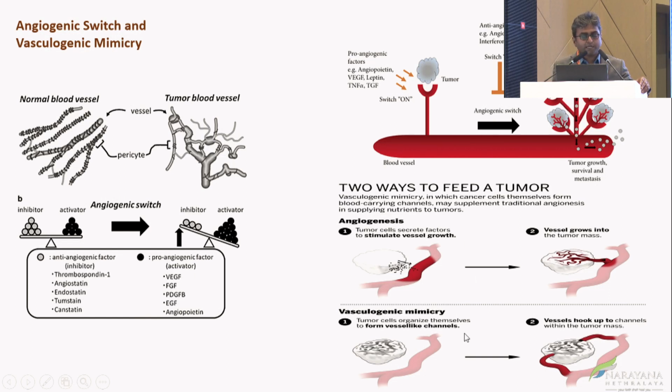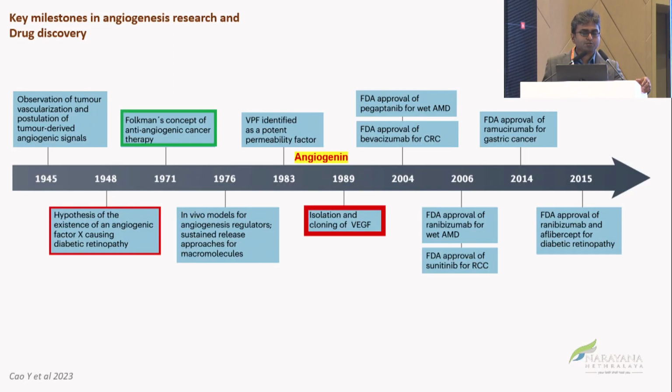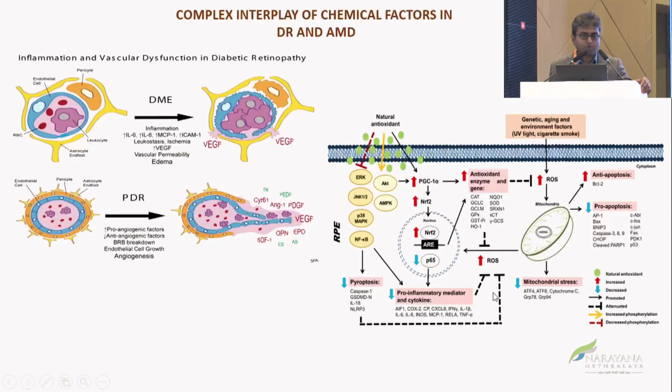So this is vasculogenic mimicry, what I was talking about, in which the tumor cells themselves behave like vessel-like channels. These are the key milestones in angiogenesis research and drug discovery. It started way back in 1945, and then 1948, when there was a hypothesis of something causing diabetic retinopathy. Angiogenin, then 1989, isolation of VEGF. Then it went on to the initial pegaptanib, then ranibizumab, and then the story follows.